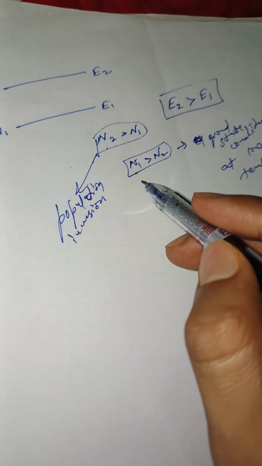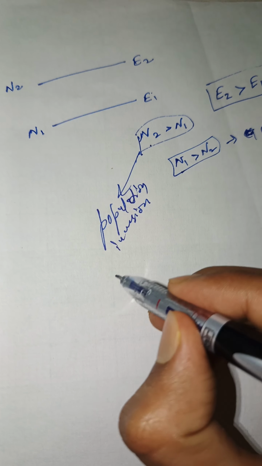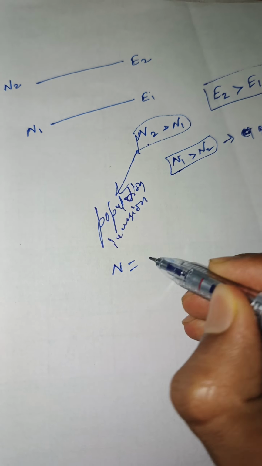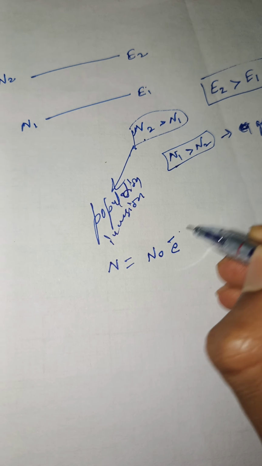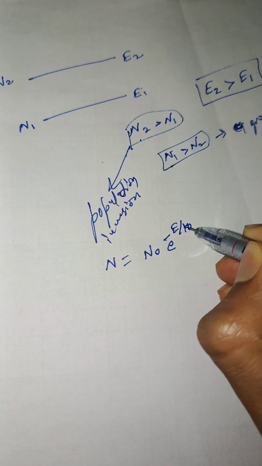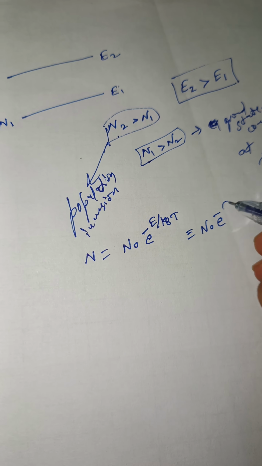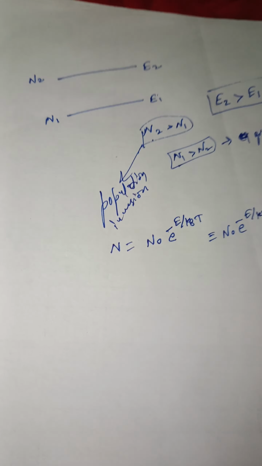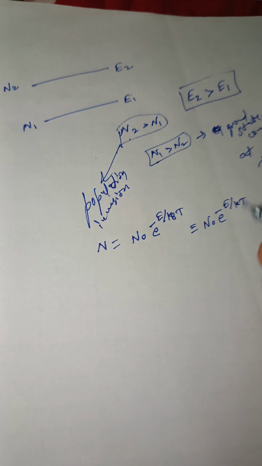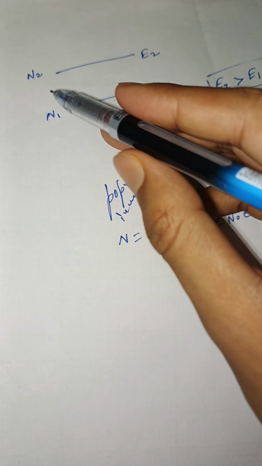No matter what temperature you give, this condition will never come. So we know from Boltzmann statistics that the number of particles in any energy state E is given by N0 e to the power minus E by kBT. Here kB is the Boltzmann constant. Now we write this formula for N2 and N1, and then we take the ratio.